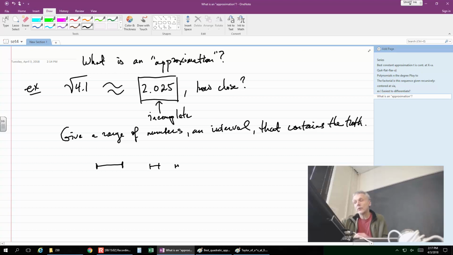So your approximation might be, say, this number 2.025 is here, but the truth is here somewhere, and we don't know where it is. The truth meaning the actual value of the square root of 4.1, somewhere within the range of values. So we need a range of values. Sometimes you have certainly seen it elsewhere. It is usually given by plus or minus.